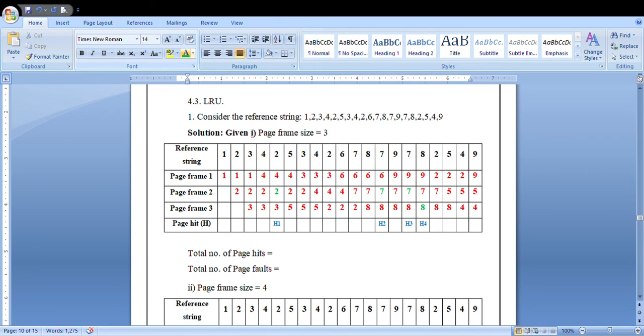Here we go. The total number of pages is 4 and the total number of page faults is always the total number of reference string minus total number of pages. It is 20 minus 4. The total number of page faults is 16. This is how you will do it in the LRU method.